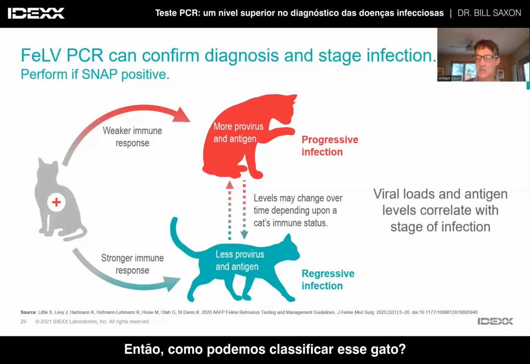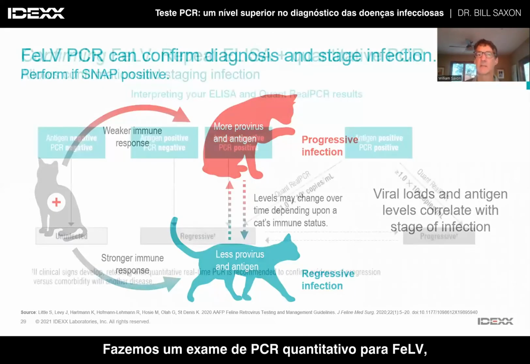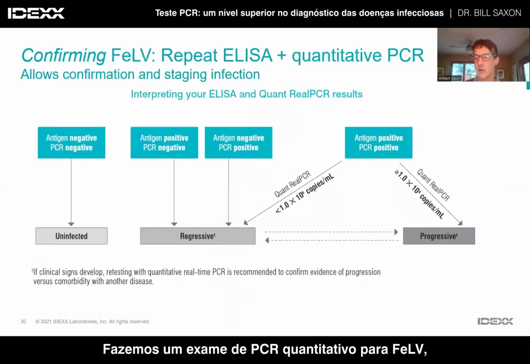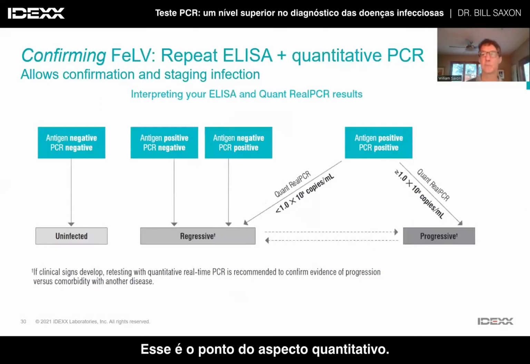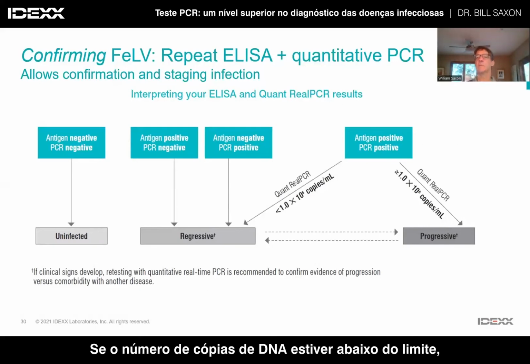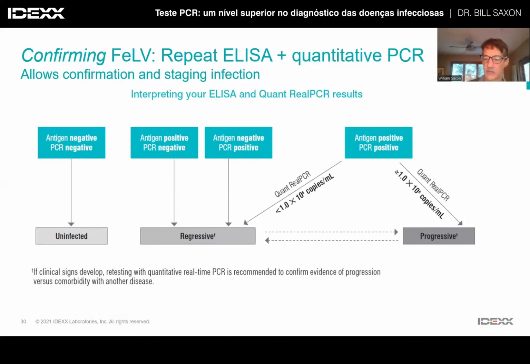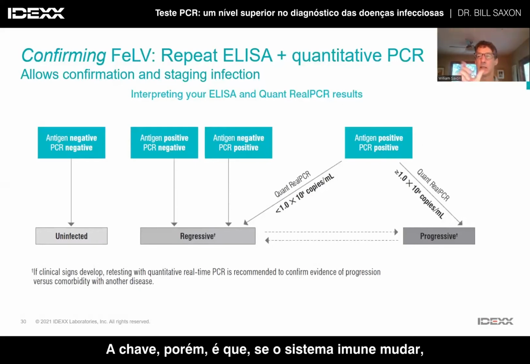So how can we stage that cat? How do we know whether that cat who's positive is progressively infected or regressively infected? We do a quantitative PCR test for FeLV. And there's a cutoff, right? That's the point of the quantitative aspect. Establish a cutoff, and if the number of copies is above the cutoff, that's an active progressive infection. If the number of DNA copies is below the cutoff, that's a regressive infection. The key, though, is that if the immune system changes, the cat's stage can change.